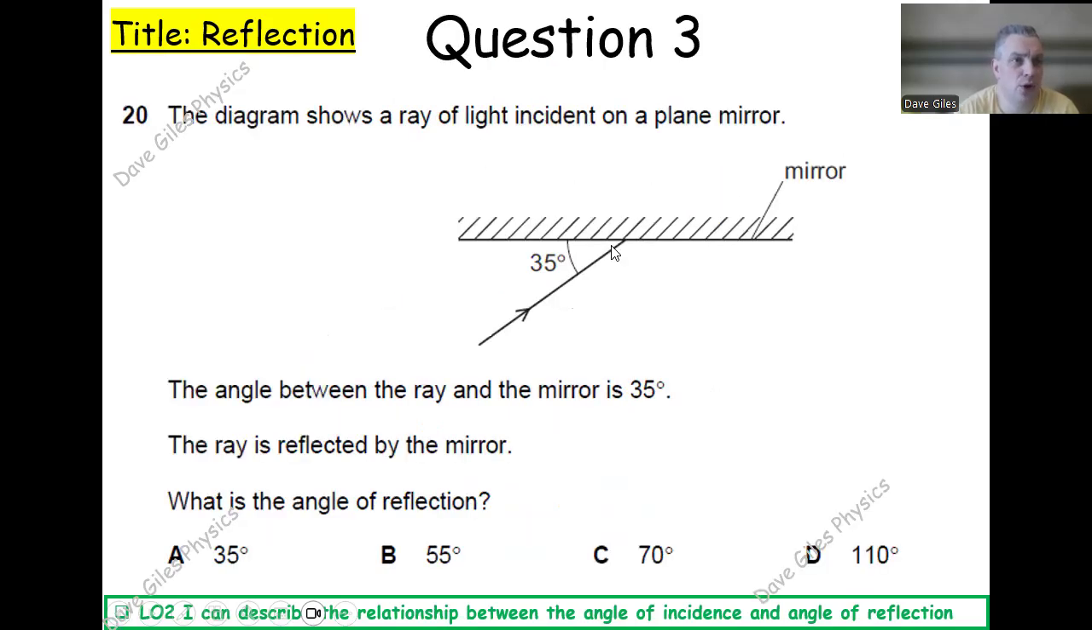Diagram shows a ray of light incident on a plane mirror. The angle between the ray and the mirror is 35 degrees. The ray is reflected by the mirror. What is the angle of reflection? Now, this one here is a little bit trickier because this isn't the angle of incidence. The angle of incidence would be the angle between the incident ray and the normal, which would be here. So this here will be 90 degrees. So if I subtract 35, so 90 subtract 35 gives me 55. So that gives me the angle of incidence, and obviously the angle of reflection is the same. So it's B.